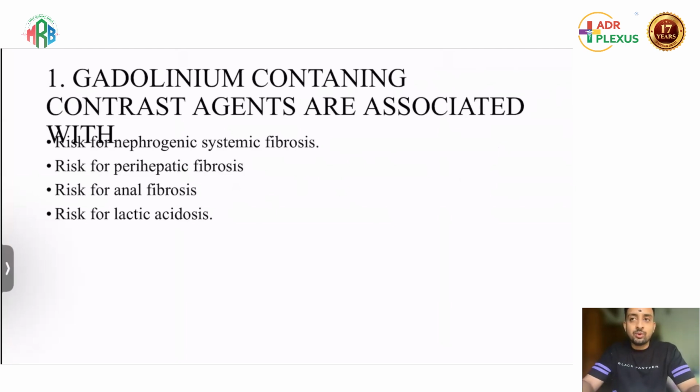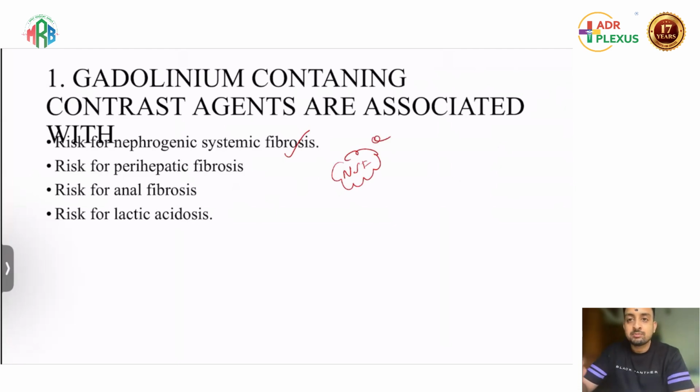Okay, so we all know gadolinium is a contrast agent that is used for MRI imaging. We usually give gadolinium together with the T1 weighted images. All these are known concepts, and the notorious complication which is associated with gadolinium is always NSF, that is nephrogenic systemic fibrosis. Nephrogenic systemic fibrosis.